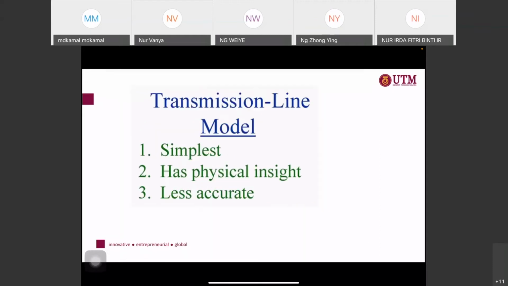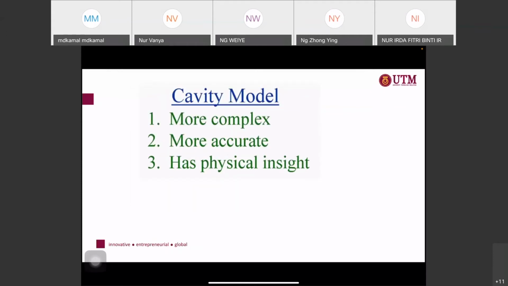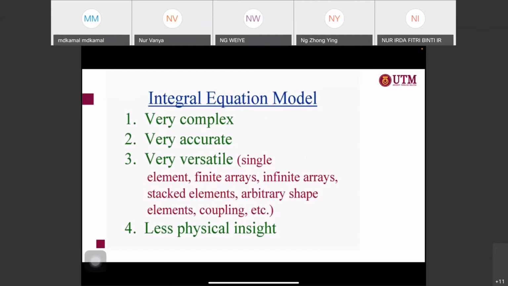On the microstrip, why do we use the transmission line model? Because it is very simple and has physical insight, although of course this model is a bit less accurate. The cavity model is more complex, more accurate, and has physical insight. The integral equation models are very complex, very accurate, very versatile, and have less physical insight. Most simulation software uses these kinds of integrals and equations.